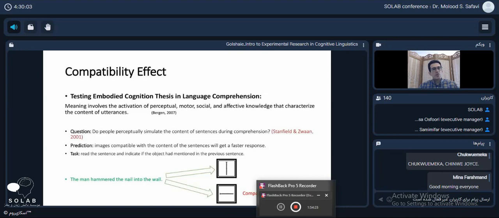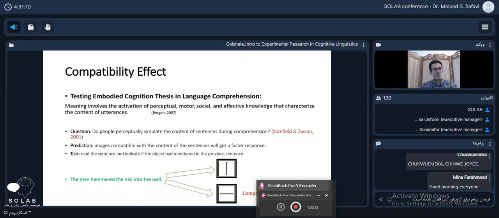But the research question that Stanfield and Zwaan, 2001, ask is: do people perceptually simulate the content of sentences during comprehension? So they predict that after presenting subjects with a sentence, if you show them an image which is compatible with the content of that sentence, they will respond rapidly compared to the condition where the picture is not related to the content of the sentence. For example, after reading a sentence like "the man hammered the nail into the wall," as you see in the picture, the second picture, which shows a horizontal nail, is compatible with the content of this sentence.